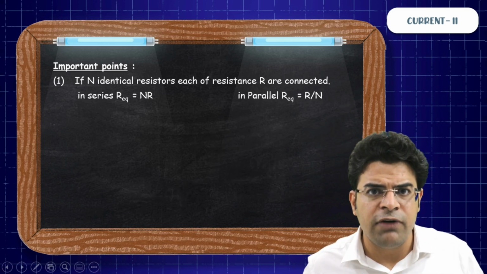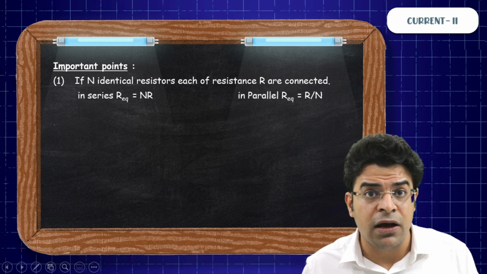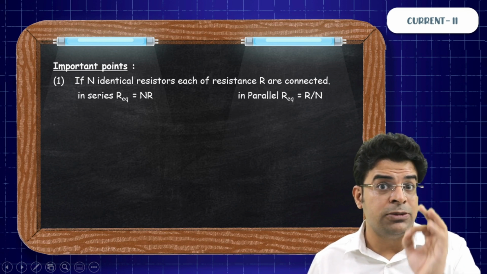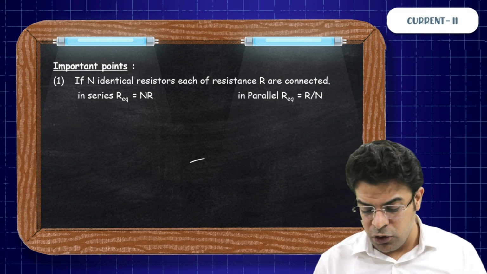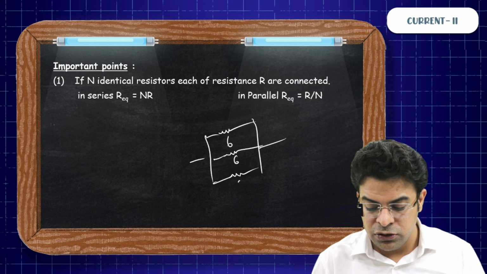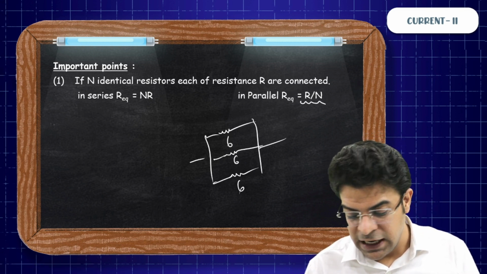So just remember, when you have got n identical resistors connected in series, the equivalent resistance becomes nR. When n identical resistors are connected in parallel, the equivalent resistance becomes R by n. So if tomorrow they give you 3 identical resistors of 6 ohm connected in parallel, the equivalent resistance will be 6 by 3, that will be 2 ohm. That's what this idea means.